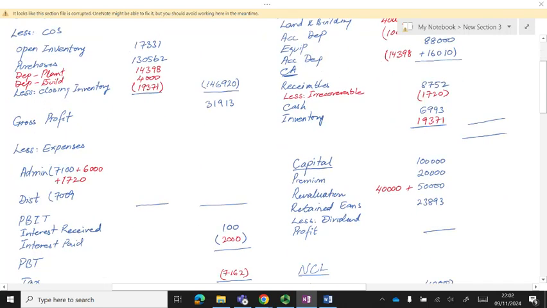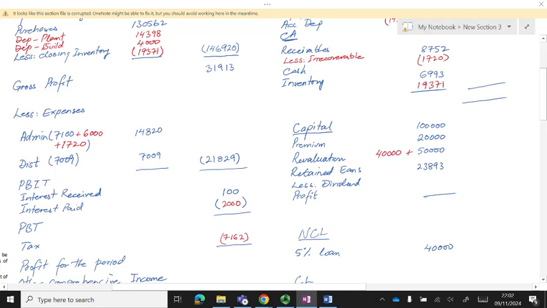Total administration expenses are 14820, and total distribution expenses are 7009. Adding these two together, it is 21,829. Subtracting expenses from the gross profit, it is 10184.